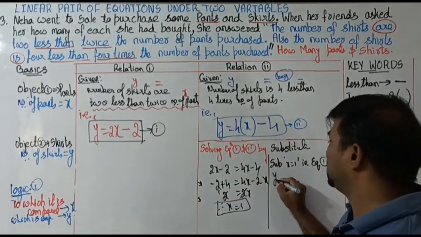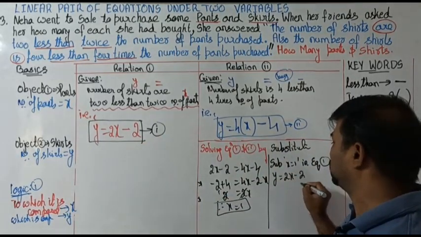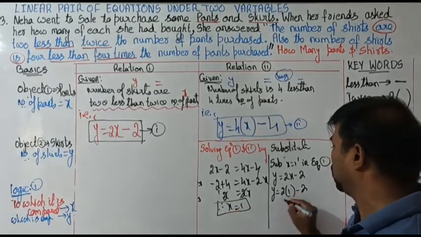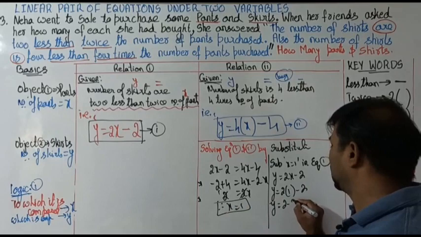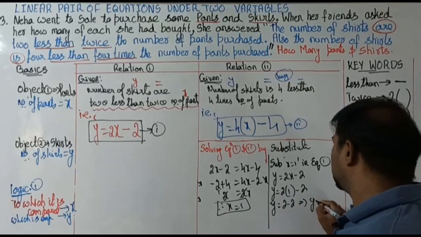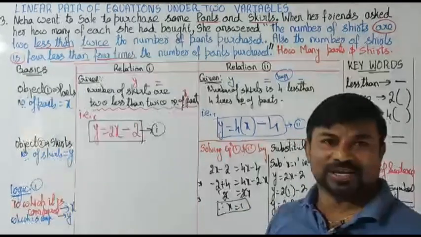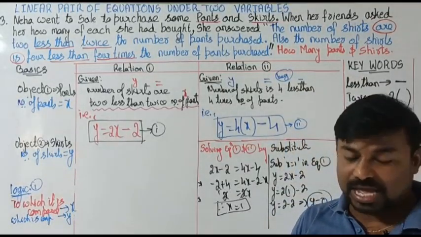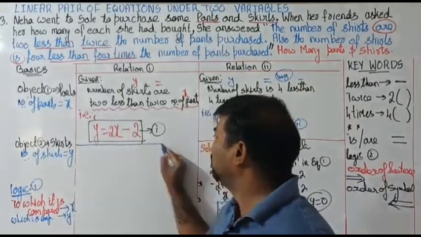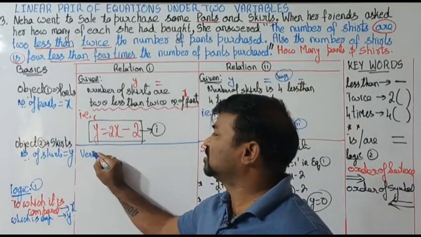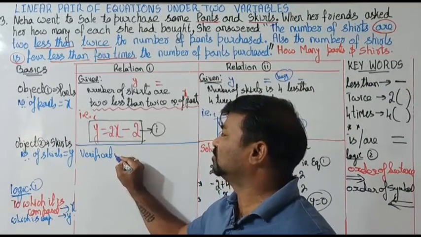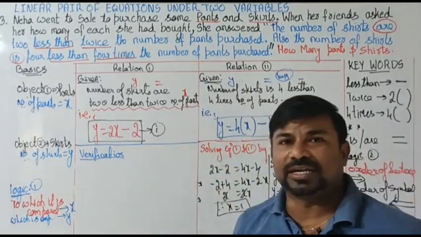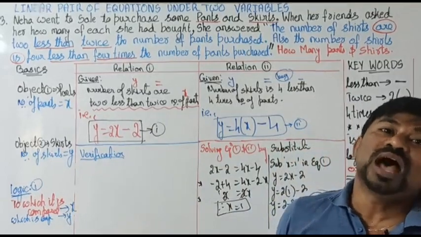What is that? y equals 2x minus 2. y equals 2 into, what is the x value we got? 1. So y equals 2 minus 2, which implies y equals 0. Okay, you got the x value and you got the y value. That is cool. Till there we have done. But as I said, until we verify, we can't say the answer. Verification. Okay, you take any one of the equations, substitute it and check whether LHS is equal to RHS.